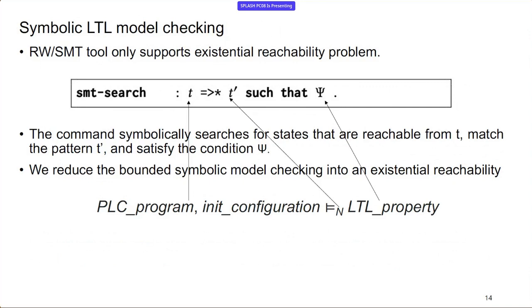This left-hand side, program state and initial configuration, can be encoded in T, and the search bound N can be encoded somewhere in T prime, and the LTL property we want to verify is of course negated and goes to psi, so that the search command looks for the counterexample of this LTL property. And we were able to automatically translate this.